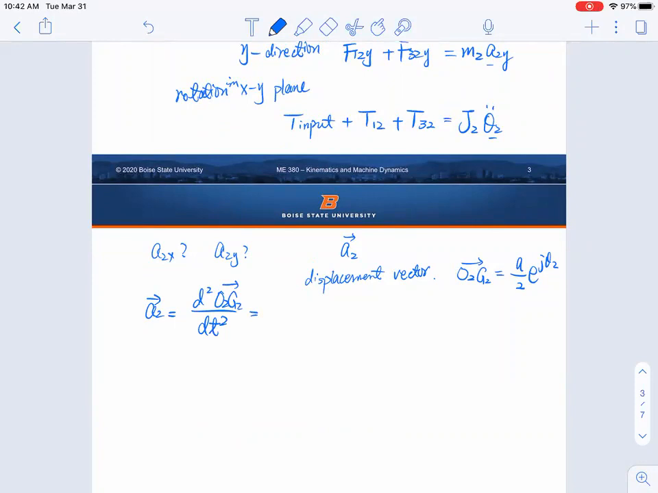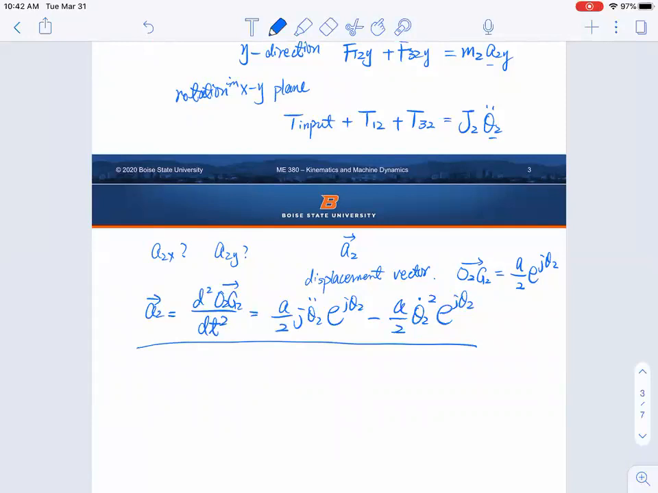But if you don't have it, then let me directly write it down. It's half A j θ2 double dot e^(jθ2) minus half A θ2 single dot squared e^(jθ2). All right, so this is our acceleration. And then we write it in the complex plane, so it has both a real part and an imaginary part according to Euler's equation.